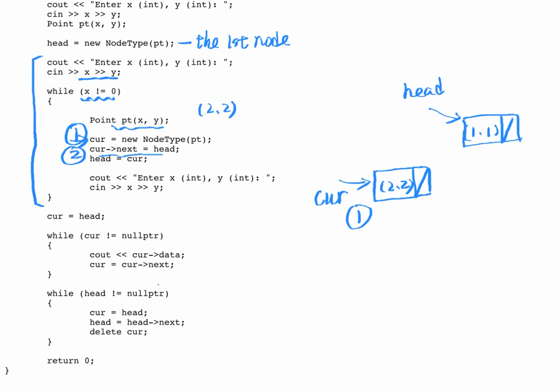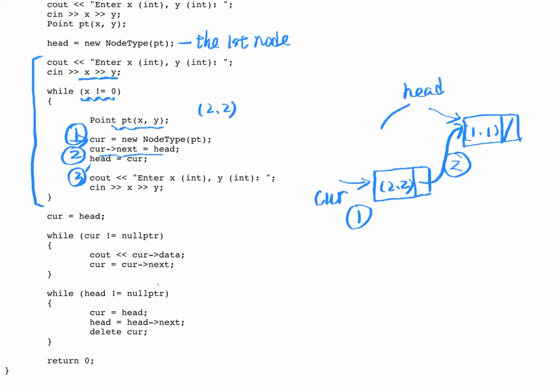Step 2, current next equal to head. The current next is now a pointer. We will update it to equal head, so that means it will point to this node. Update the current next: the current next equal to head. This is step 2. And then step 3, the head equal to current.